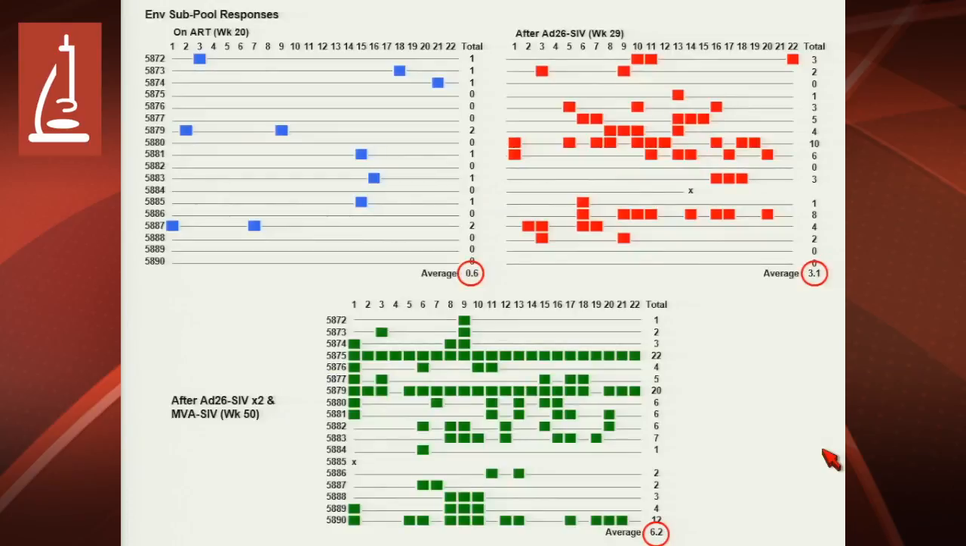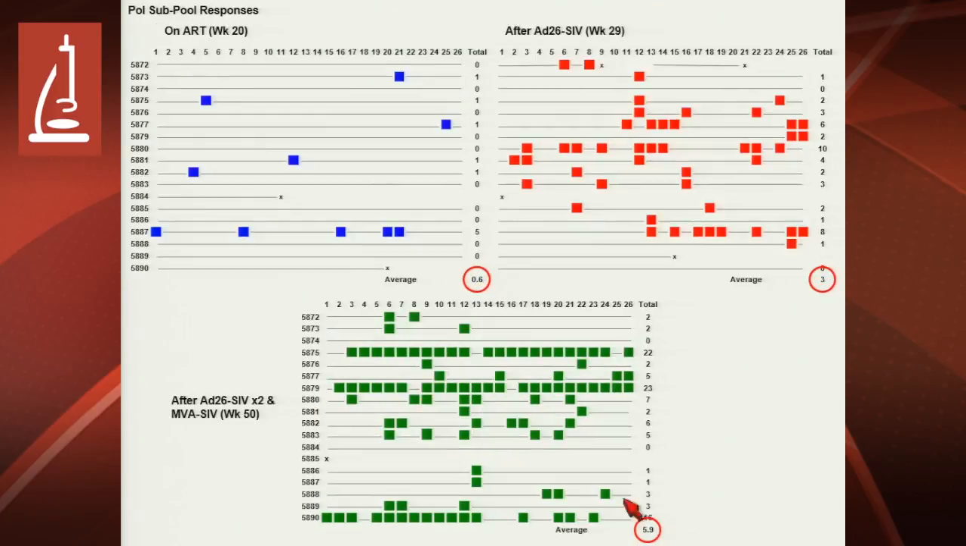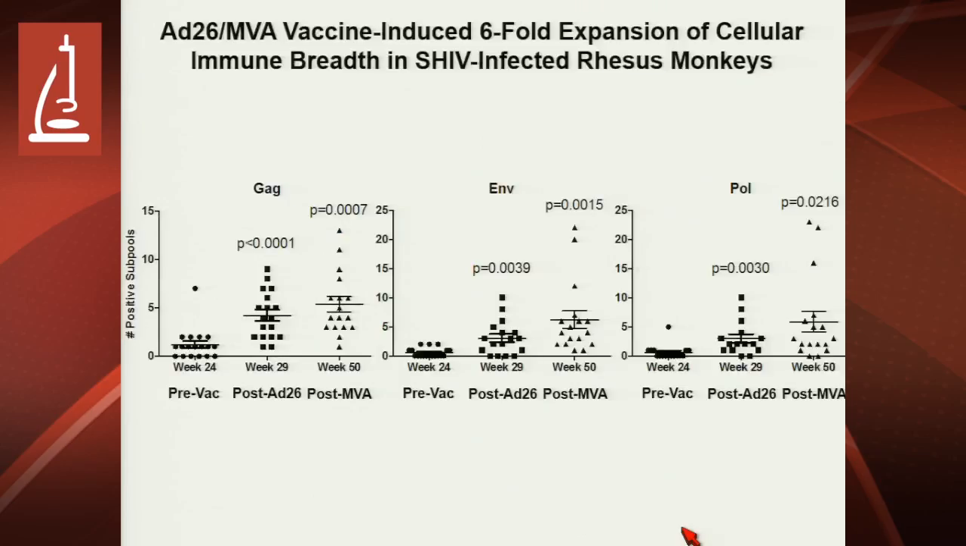Similarly, if we look at Env subpool responses, we go from an average of approximately 1 to approximately 6 epitopes, and for Pol, we see a similar increase of about 1 to about 6 epitopes. So we see overall about a 6-fold increase in the cellular immune breadth compared to that generated by natural infection that's early suppressed if we administer this vaccine. And I should also mention, with this dramatic expansion of cellular immune breadth, the vast majority of epitopes induced by the vaccine actually were not primed by the virus itself, but are really new responses that are vaccine-induced.